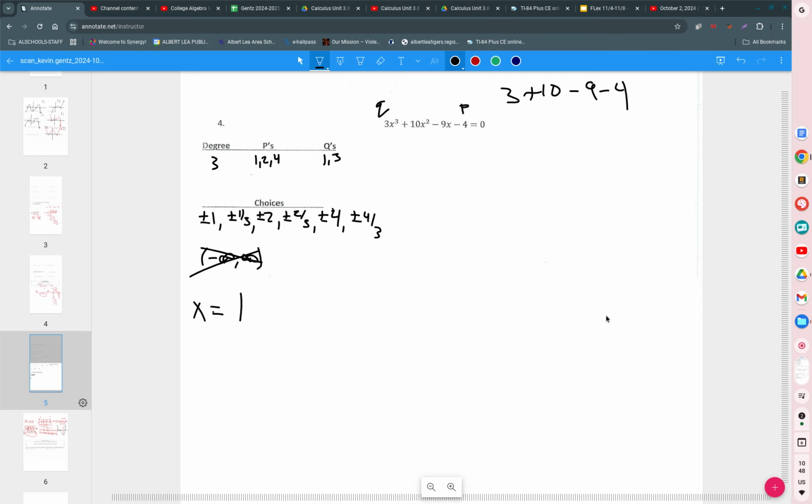If 1 is a solution, that means that x minus 1 is a factor. So we do know how to factor this. We are just going to take x minus 1 and divide it into that in order to see what the quotient is. I drop the 3 and I multiply. I add, I multiply.